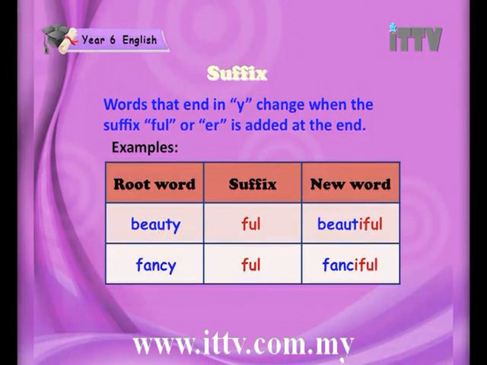Moving on now. Words that end in y change when the suffix ful, full, or er is added at the end. Just make a note of this. Here are the examples. Beauty, when you add full, becomes beautiful. Notice how we take the y away, replace it with the I and ful. The next example, fancy. When you add full, it becomes fanciful, but you take away the y, add the I with ful.